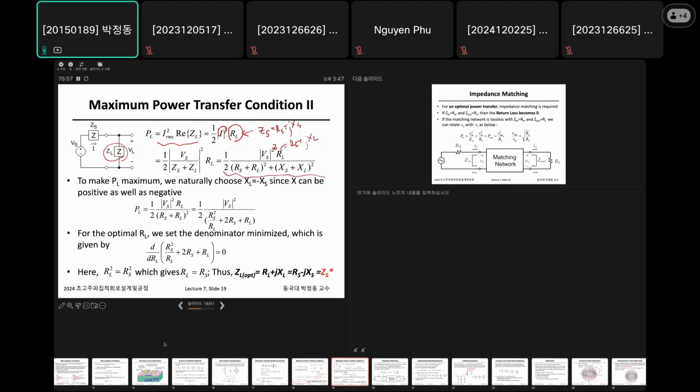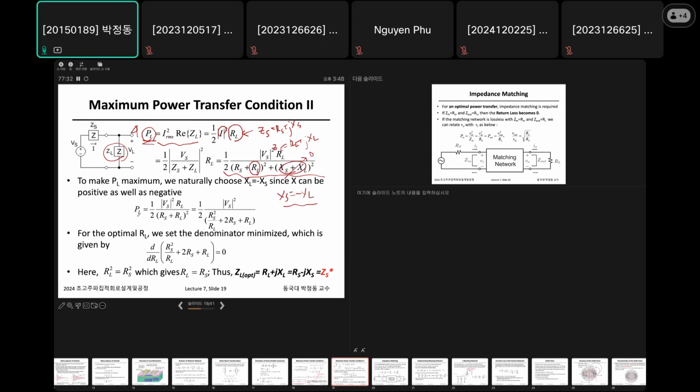So to achieve maximum power delivery, this is a very straightforward line. We can naturally choose XS equal to minus XL so that this denominator becomes 0. This is the smallest. If we make this 0, then this becomes high, right? This is the easiest way of choosing. Now, what RL then makes this largest? This is very straightforward, right?